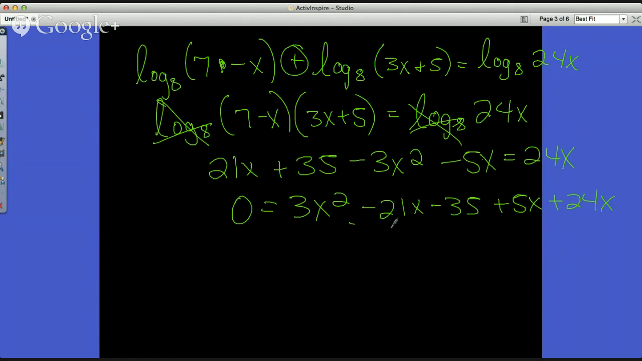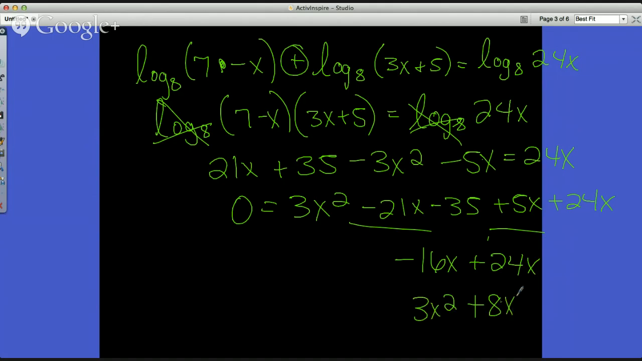Now, at this point, we'll combine x's. So negative 21x plus 5x is negative 16x. And then plus 24x here. So that should actually be 8x. So 3x squared plus 8x minus 35 equals 0.